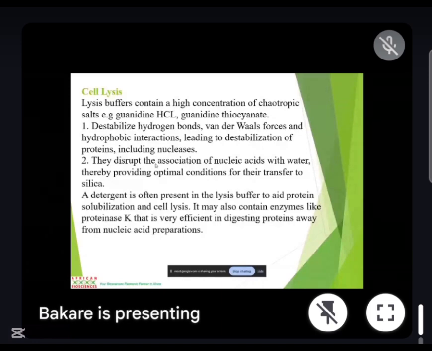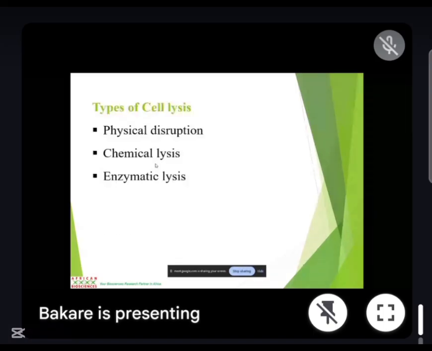Let's still continue that mental image. So we've added our lysis buffer now. Then we have three types of cell lysis: the physical disruption, the chemical lysis, and the enzymatic lysis.